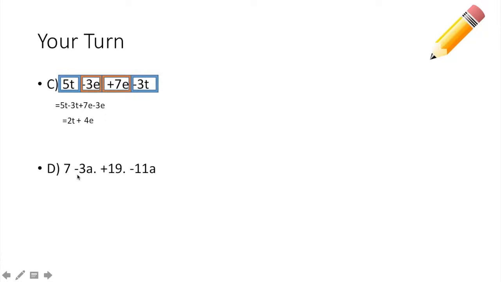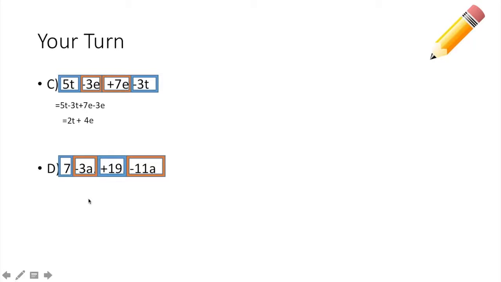Now here is your second question. So 7 is a constant term, and 19 here is also a constant term. So them two are like terms because they both do not have a variable with them. They are just a single number. So we will highlight both of them. Remember the plus in 19 as well. Minus 3a has the same variable as minus 11a. So highlight both of them. Remember the minus symbols in both.